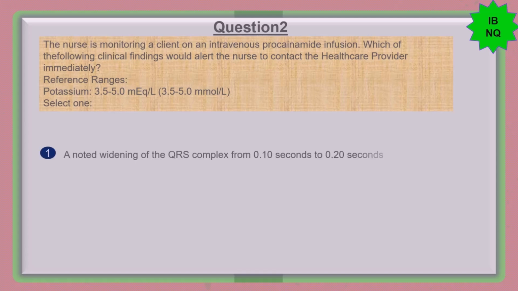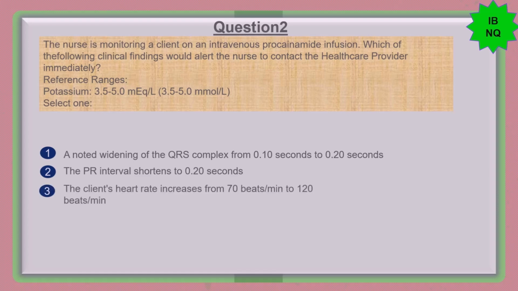Select 1. 1. A noted widening of the QRS complex from 0.10 seconds to 0.20 seconds. 2. The PR interval shortens to 0.20 seconds. 3. The client's heart rate increases from 70 beats per minute to 120 beats per minute. 4. The client's potassium level is 3.4 milliequivalents per liter, 3.4 millimoles per liter. 3 seconds countdown.